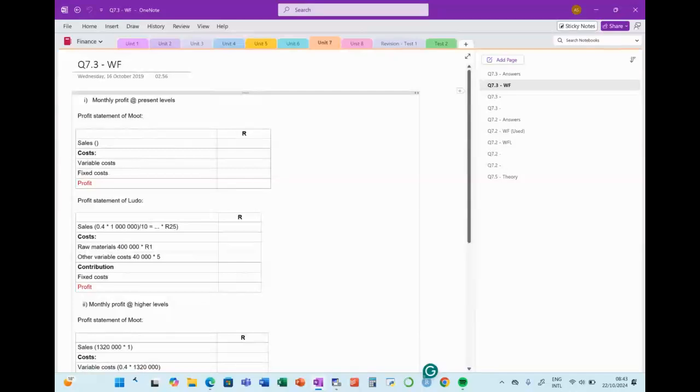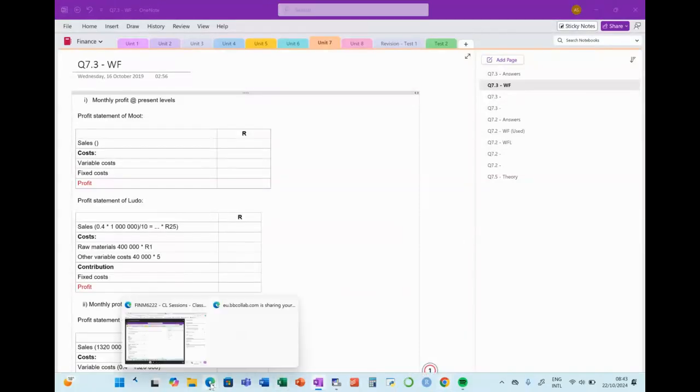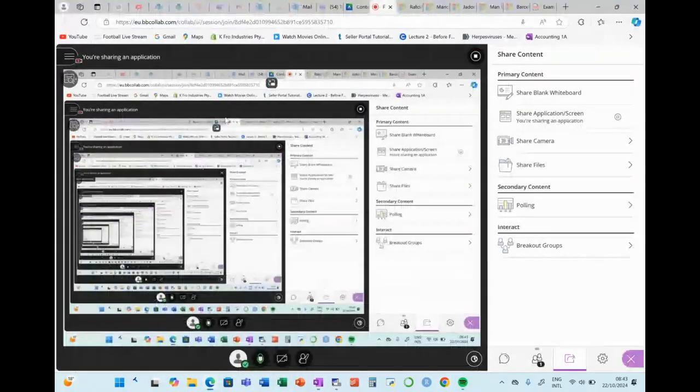So here we go. We're now doing 7.3. It's actually easier than 7.2, at least in my opinion. So here they're saying Ludo, and let's read the required first actually. Calculate the monthly profit position. Sorry, let me do this actually before we go any further. Let's do this.